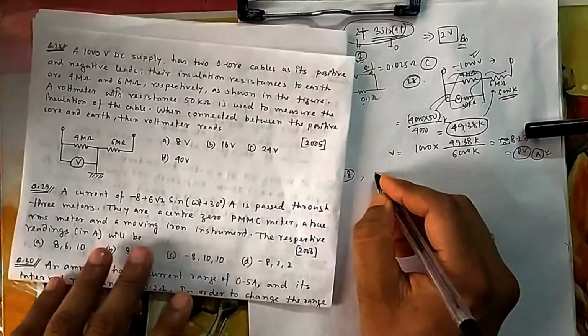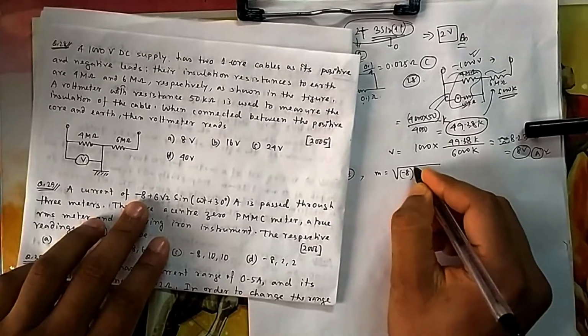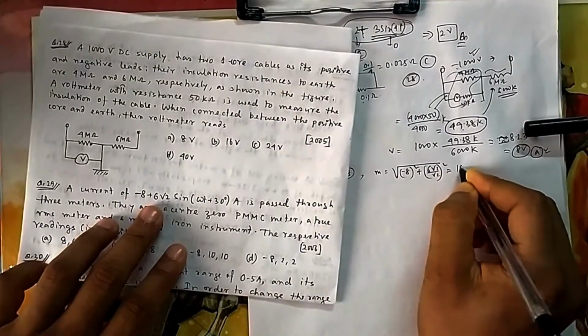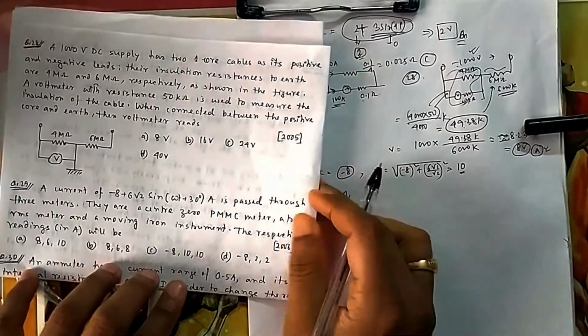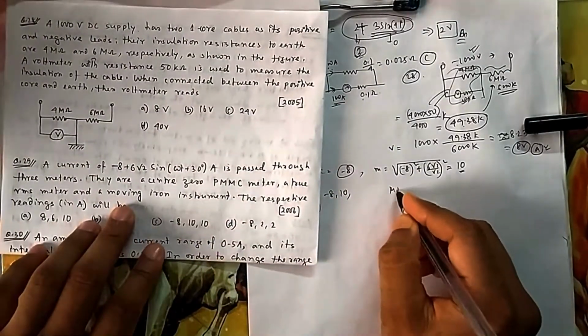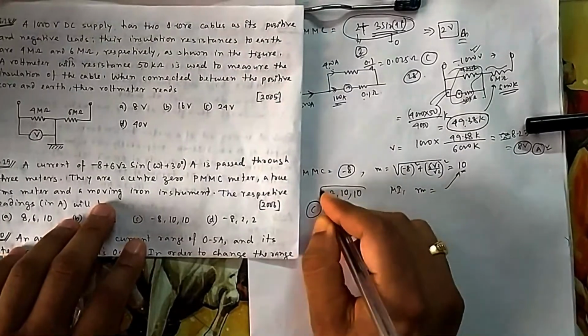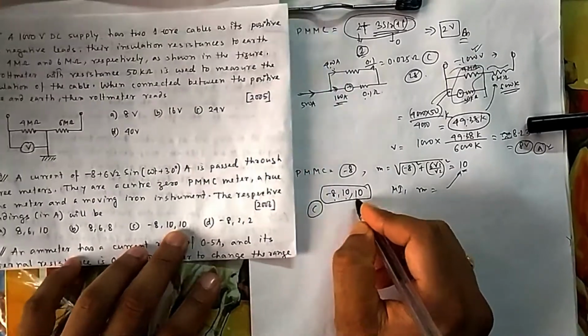What is the RMS value? The true RMS meter will take the RMS value of this one. What is the RMS value? Square root of RMS of this square plus RMS of this square. So 8, 6, it will be 10. This is the second one. So -8, 10. From the options you can say this is option C only. You can come to MI also. MI also measures the RMS value. So it is the same, 10 ampere MI will measure. So it will be -8 for PMMC, then true RMS meter 10, then MI 10.